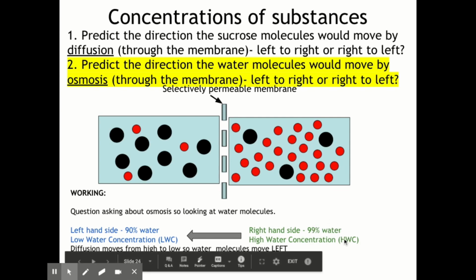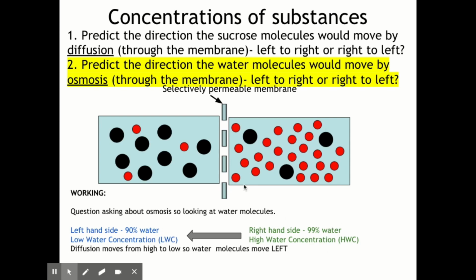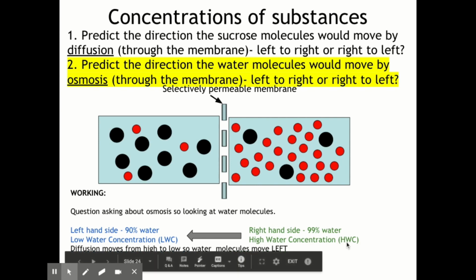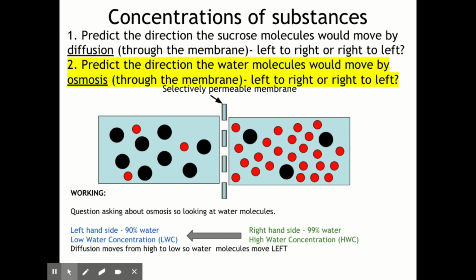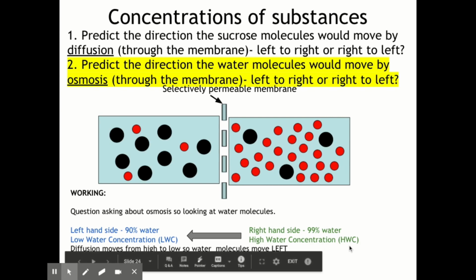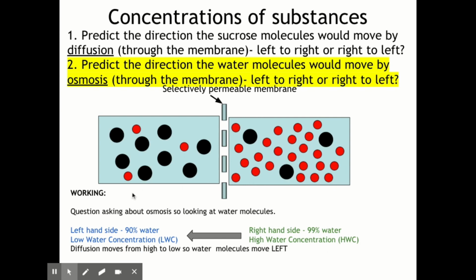So there's a higher water concentration on the right-hand side of this membrane and a lower water concentration on the left. So on this diagram, if I was writing an exam, I would usually write HWC on this side, LWC on the other side for lower water concentration. And then again, I know that osmosis moves from high to low, so I would draw an arrow from high to low. And in this case, that would mean the water molecules would be moving from right to left, which would be our answer.